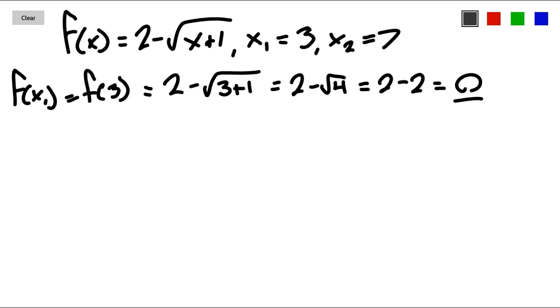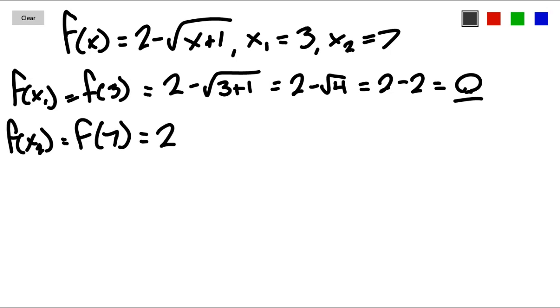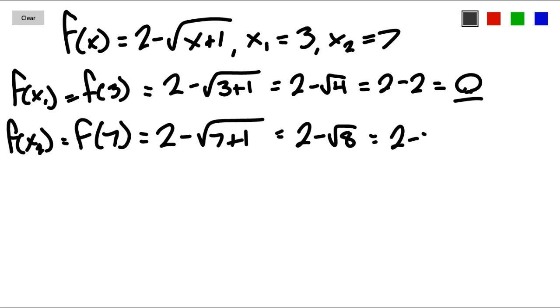So it just so happens that 3 is a 0 of this function also. And I've got to find my f of x2 value. So x2 in this case is 7, so I'll do f of 7. And this is going to be equal to 2 minus the square root of 7 plus 1, which is just equal to 2 minus square root of 8. And if I want to simplify that square root of 8, I've got 2 minus 2 times the square root of 2. And you can always factor that out. Factor out a 2 there and get 2 times 1 minus square root of 2. Same kind of deal.